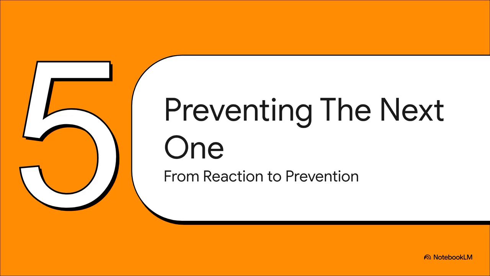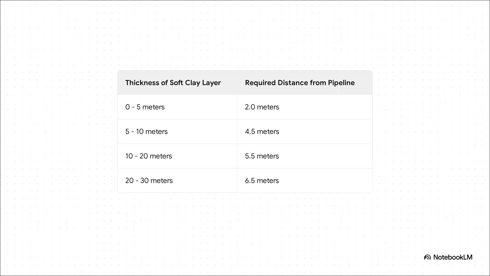Okay, so now we know why it happened. But the story doesn't end there. The most important part of this whole investigation is what we do with this knowledge. How do we prevent the next one? It's all about moving from reaction to prevention. First up, new rules for construction. The big takeaway here is that there's no one-size-fits-all safe distance. It all depends on the soil. As you can see, the thicker that layer of soft clay is, the bigger the safety buffer you need. If the clay is over 20 meters deep, any construction needs to be at least 6.5 meters away. It's a simple, smart way to prevent that dangerous ground settlement from the start.